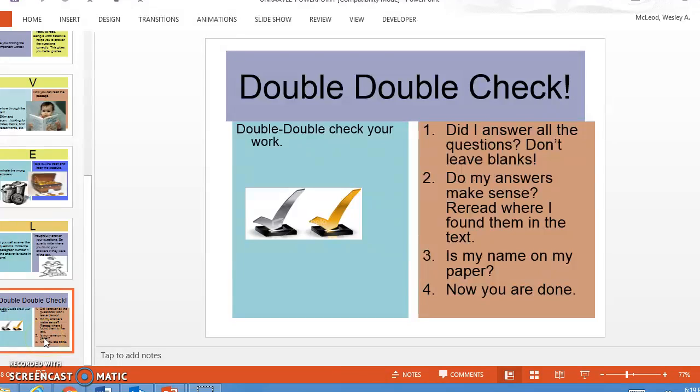And so after we do that, we've completed the Unravel steps. We've done all the necessary steps. We're good. Now we just double check our work. Make sure we don't leave any questions blank. Make sure our answers make sense. And most importantly, make sure we write our name on the paper. It would be very bad if you did all that and your name's not on the paper. And then you're done. Turn in your test, quiz, assessment, homework, whatever, and be prepared for the best grade possible.